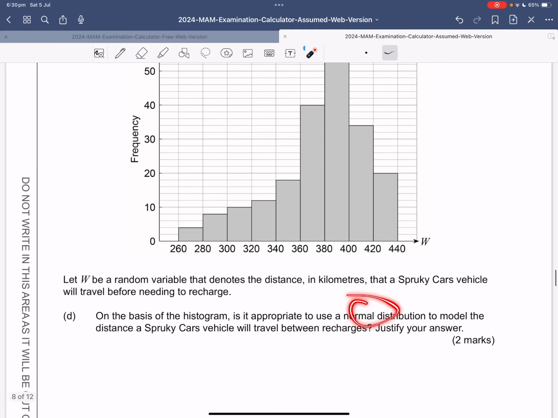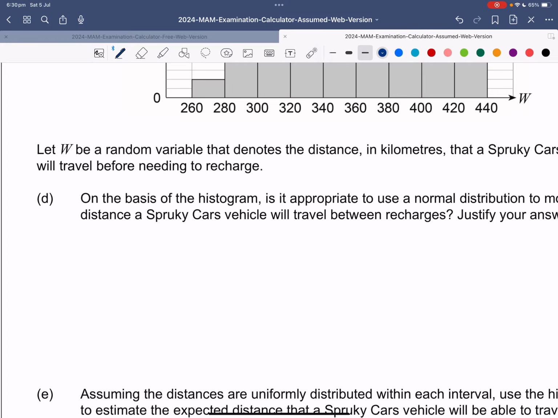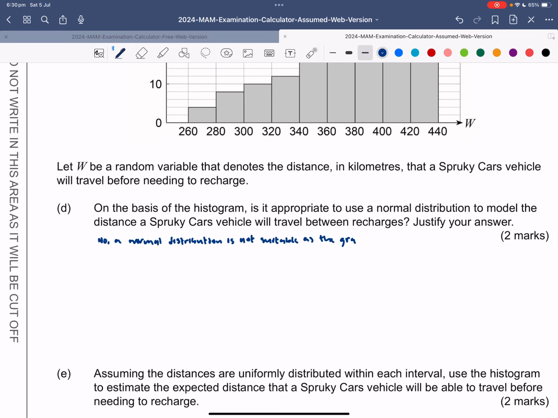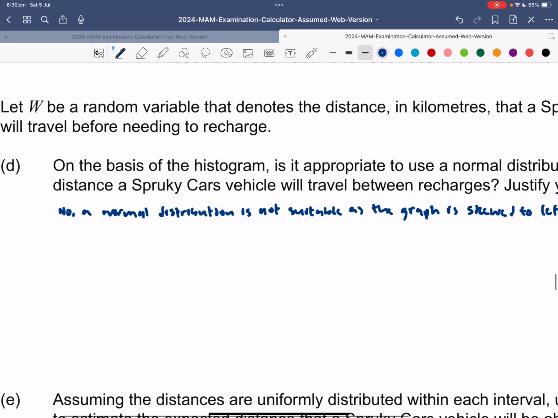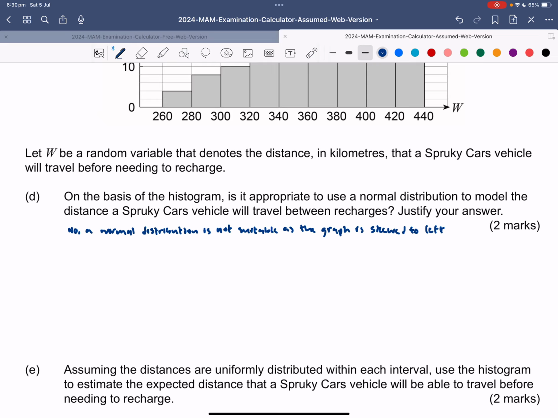So it is not suitable to use a normal distribution. We can explain: no, normal distribution is not suitable as the graph is skewed to the left. You didn't have to just write skewed to the left. You didn't even have to write skewed. You could have just said it's not symmetrical, okay? You could have said it's asymmetrical, all right? And that would have been sufficient, but I'm just going to say skewed to the left.